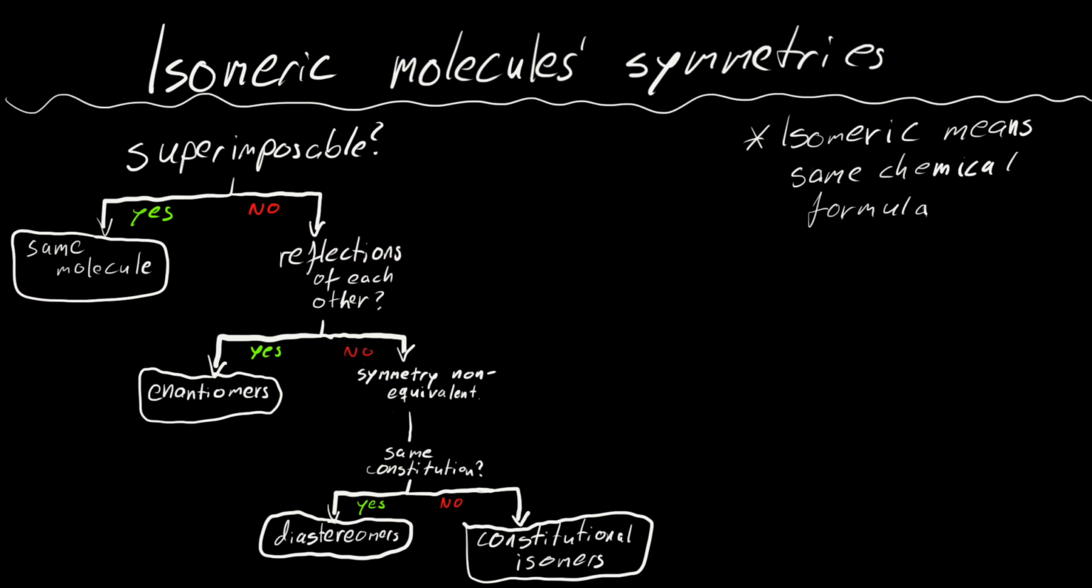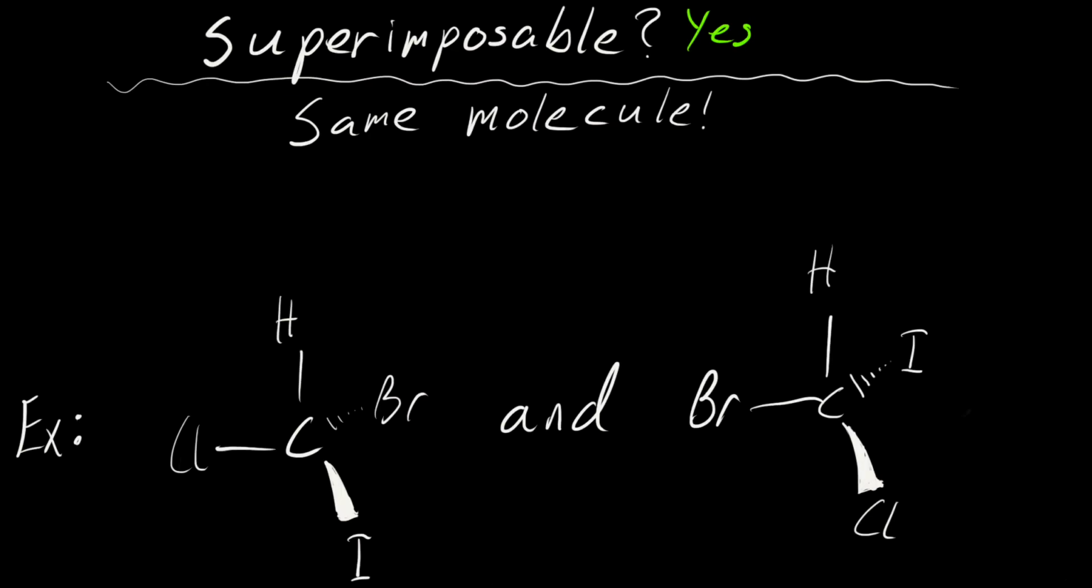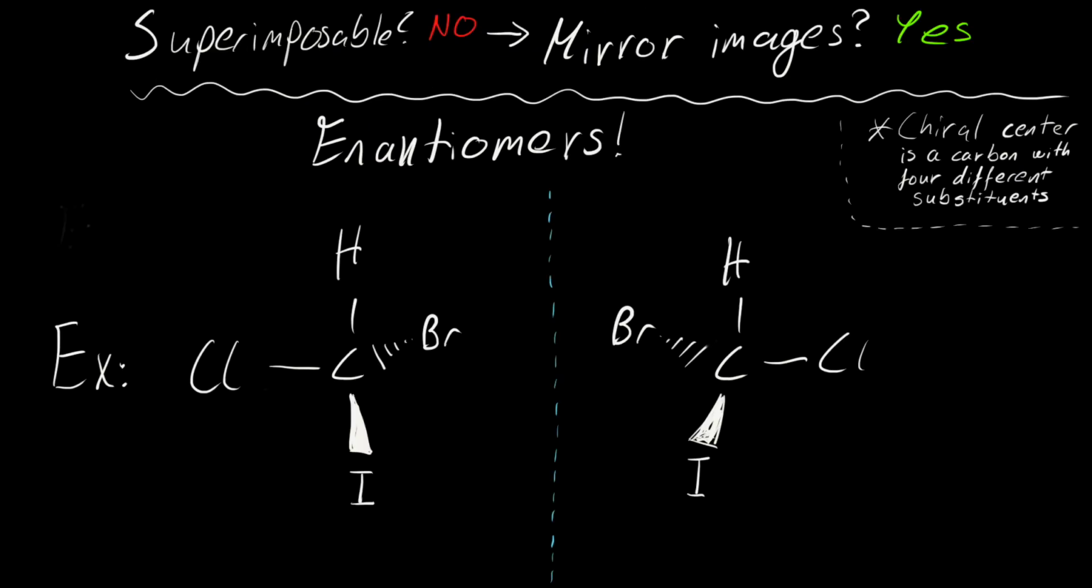To determine the relationship, we ask ourselves a series of questions about the molecules. The first question is whether or not they can be superimposed onto each other. If they can be rotated or moved in such a way that they match perfectly, then they're the same molecule. But if they're not identical, then we ask, are they mirror images of each other? If that's the case, then the two molecules are enantiomers.